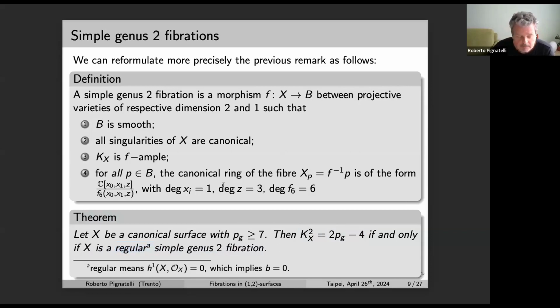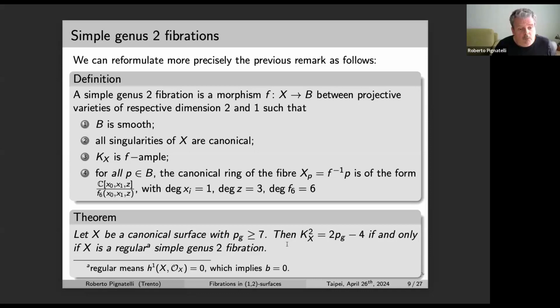So without the strange fibers, and I want it to be regular, which means H1 of O equals 0, which implies, as I said, that the base must be P1. And these are very well-known things, probably not written in this form anywhere that I know, but they are well known to anybody for 20 years, I guess, more or less. And that was the inspiration of the talk.